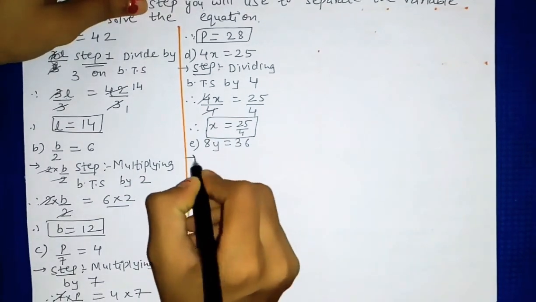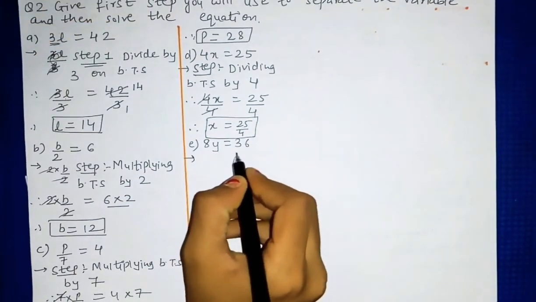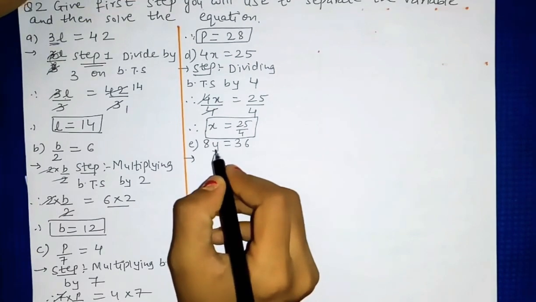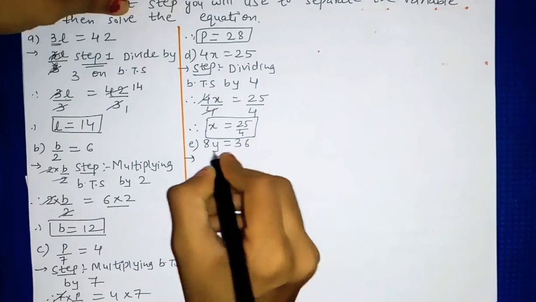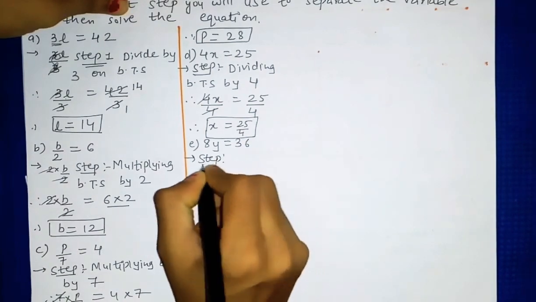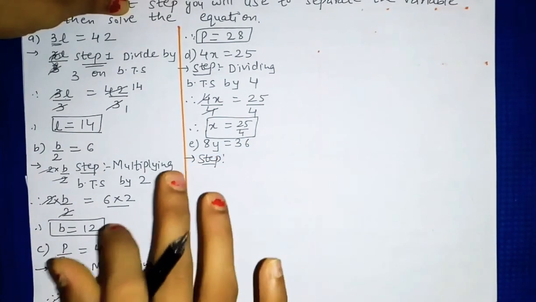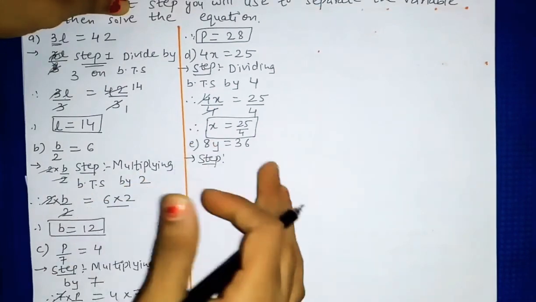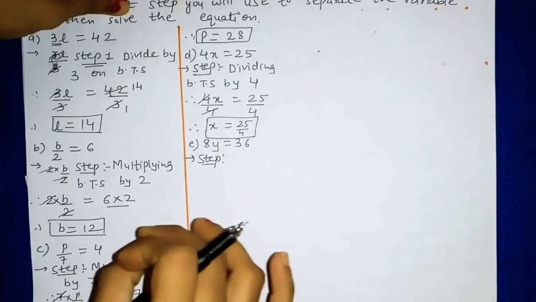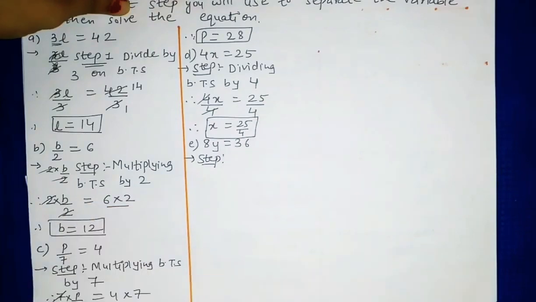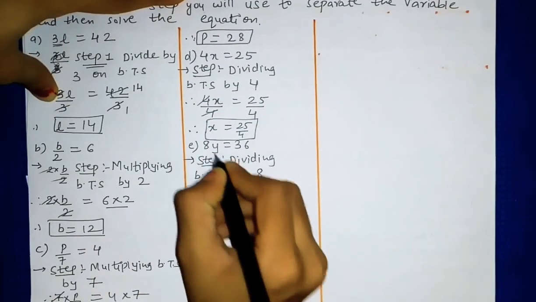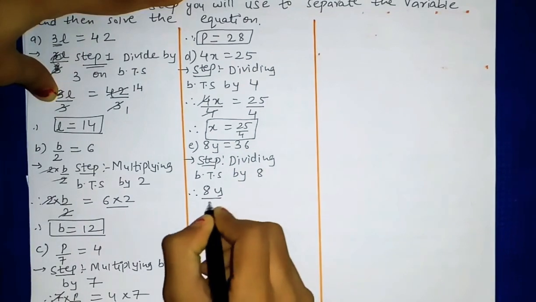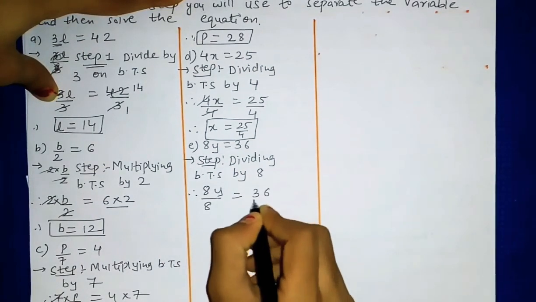Now moving ahead, next one, it is 8y equal to 36. Again, 8 is in multiplication with this variable. So to remove 8, again we have to do division. So our step will be dividing both sides by 8. 8 को निकालना है तो दोनों side we will divide by 8. Whatever steps you do, you have to do on both the sides. So dividing both sides by 8. So this side it is 8y upon 8, and this side 36 upon 8.